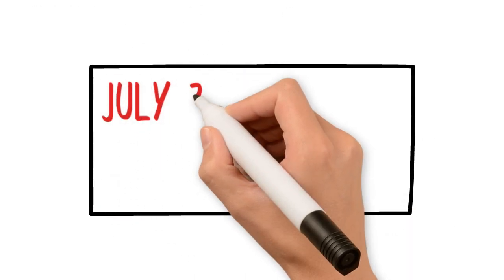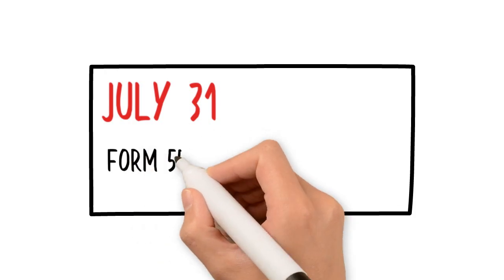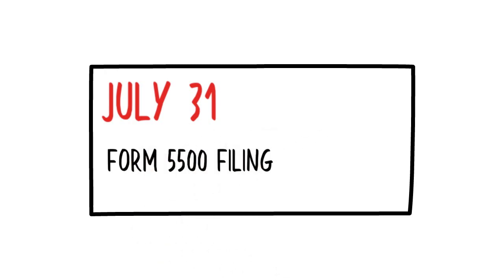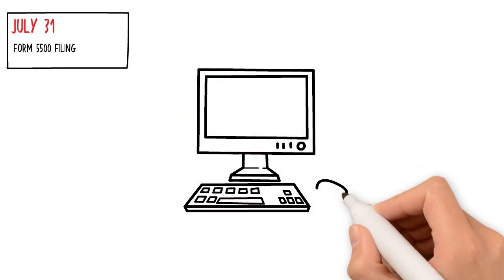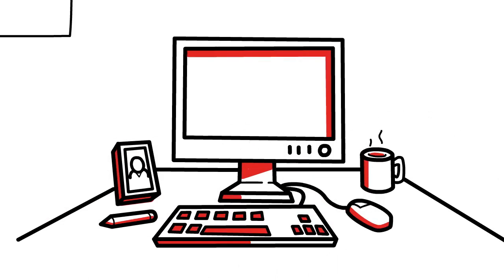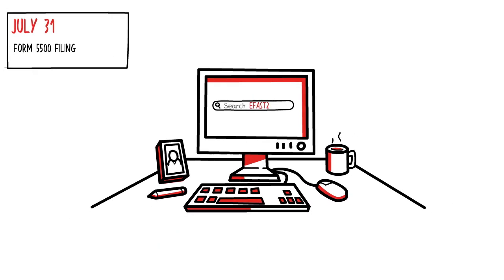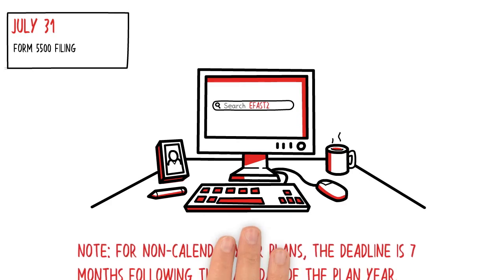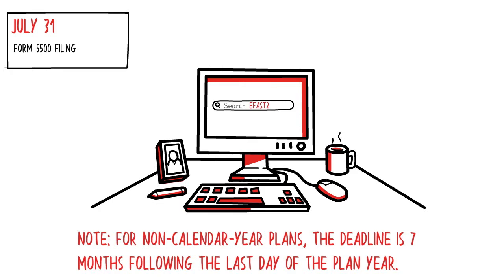July 31st. Form 5500 filing is due. The Form 5500 must be electronically filed with the Department of Labor via the eFast2 system no later than July 31st of the following year. The deadline can be extended to October 15 by filing Form 5558 by the July 31st deadline. For non-calendar year plans, the deadline is 7 months following the last day of the plan year.